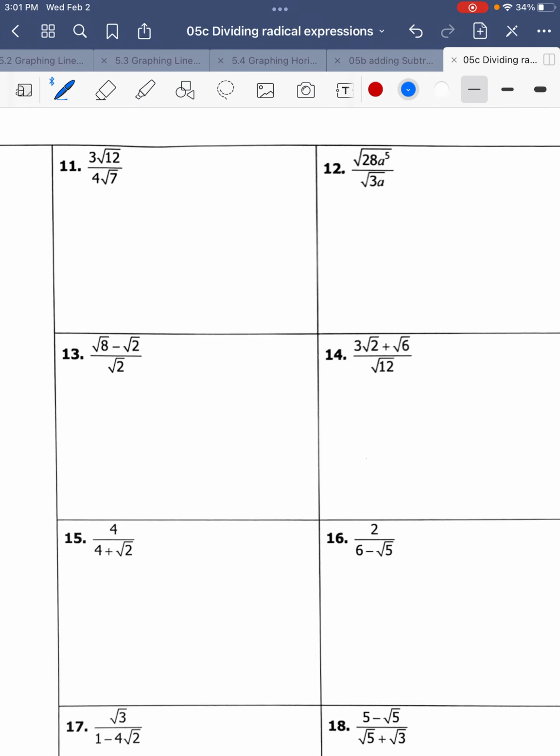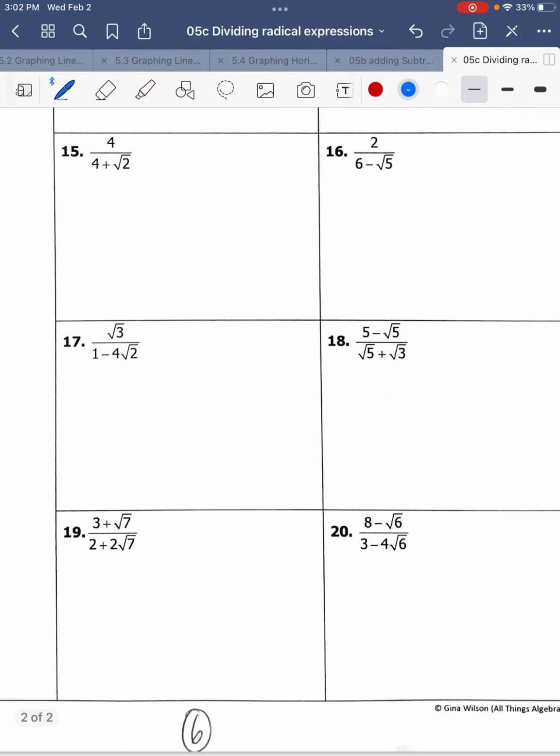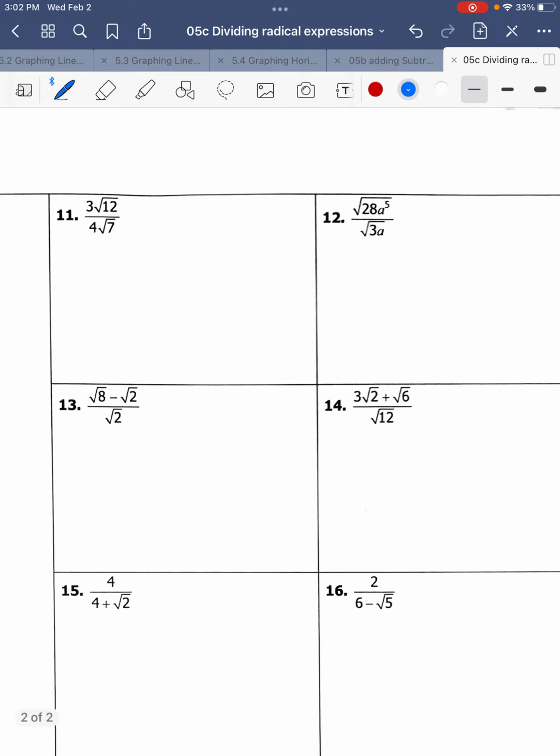All right, on the back we have, again, square roots. So we have square root of 7, so let's multiply by the square root of 7.